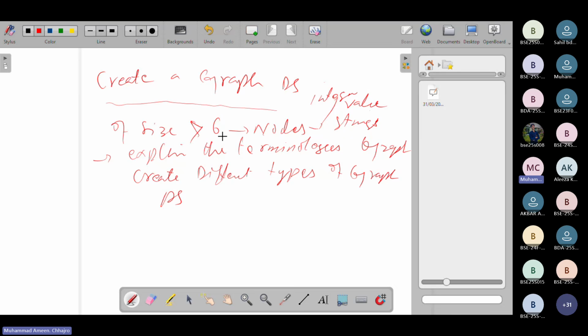In the graph data structure, the number of nodes should be greater than 6. Then different terminologies को explain करें. What is a vertex, node, edge, right? Terminologies को define करें अपने example में, and then try to create different types of the graph data structure, right? ये example करें, solve करें. This is over to you, and I catch you back.